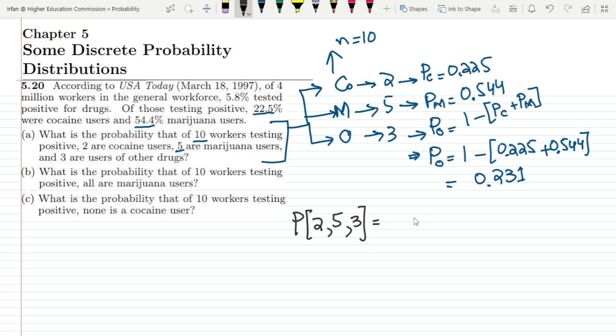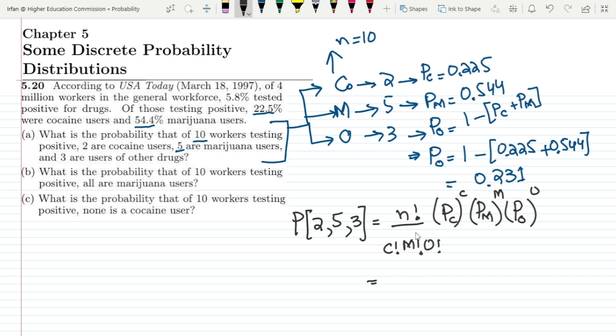So it would be what? It would be n factorial divided by c factorial, m factorial, o factorial, multiplied by what? Multiplied by p of c raised to the power c, p of m raised to the power m, and p of o raised to the power o. Let me write their values. So here it would be 10 factorial divided by 2 factorial multiplied by 5 factorial multiplied by 3 factorial, and multiplying with them the values it has.